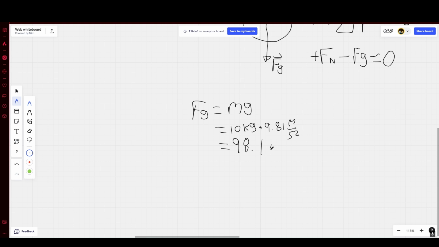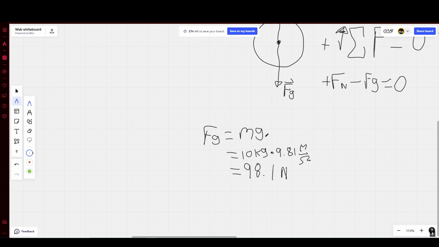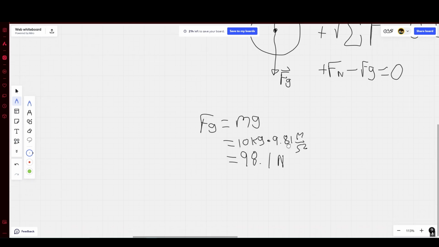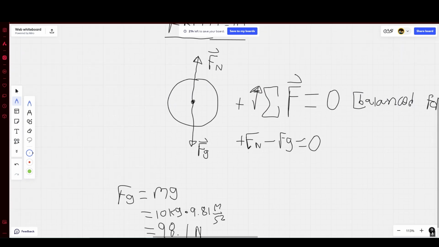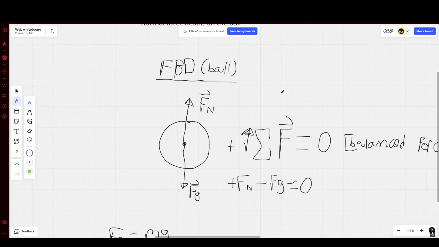And this calculates to 98.1 newtons. However, keep in mind significant digits. So here there's 2 and here there's 3. We always go with the one that has less, so we need to round to 98 newtons. Otherwise your teacher may take off points. Anyway, back here. We want to figure out the magnitude of the normal force.